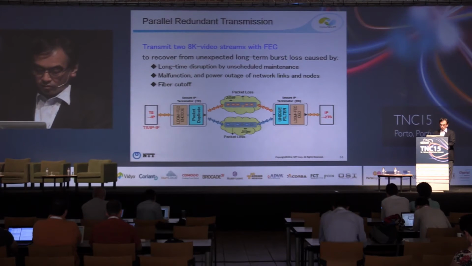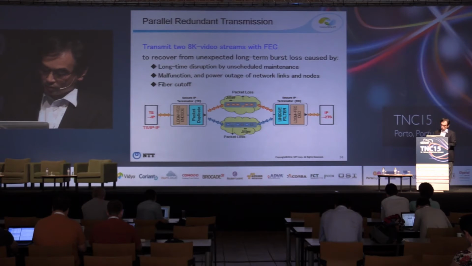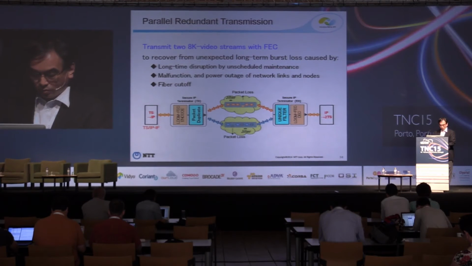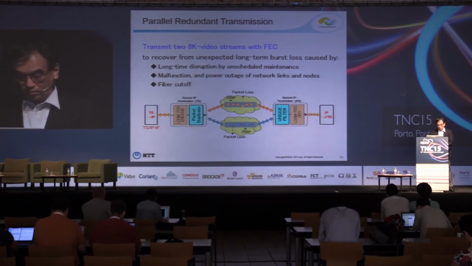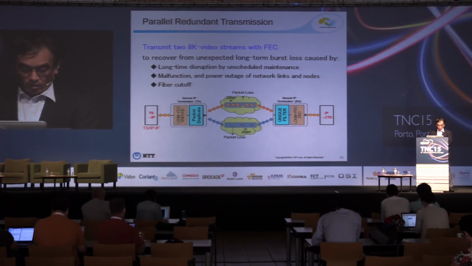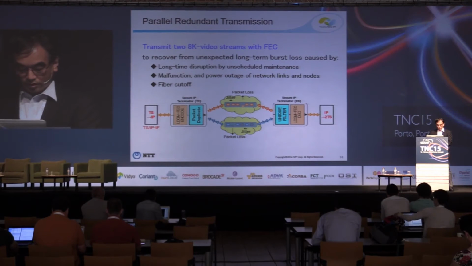To conduct 8K public viewing for 1 month, we could imagine there would be many unscheduled maintenance of the network and system trouble or power outage of the network nodes. So we transmitted 2 streams of the same 8K video audio with FEC redundant data using quite different links from each other. If either one of them reached the receiver side packet by packet, the video codec could work properly.